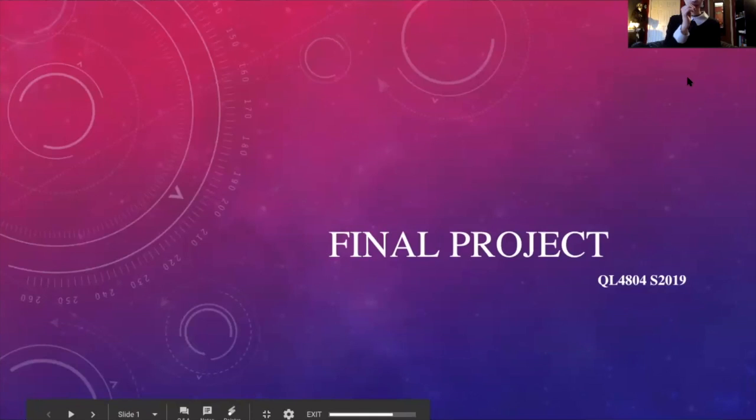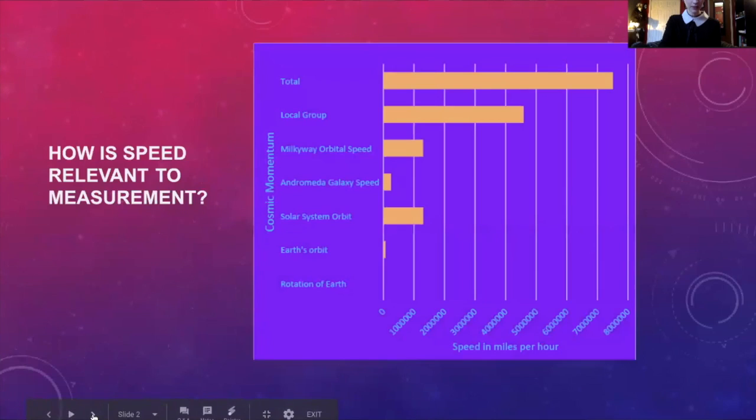Alrighty, final project. Let's get into it. So, how is speed relevant to measurement? Let's start with metric measurements. We use the metric system to measure length, weight, or volume of an object.